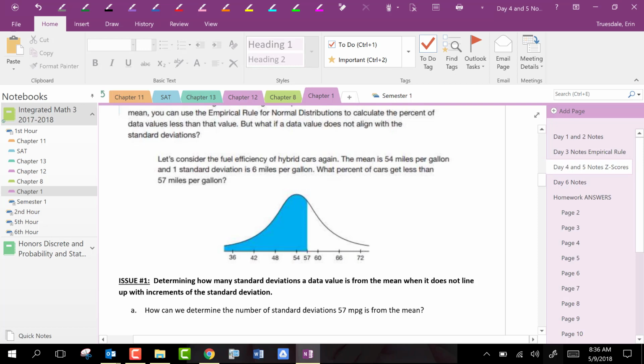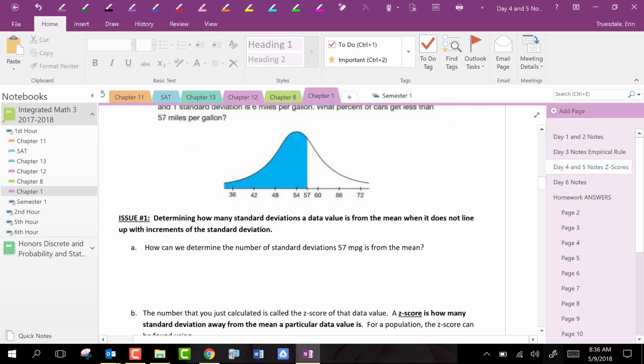Well, the issue here is that it's not falling at an exact standard deviation away from the mean. You see that? This would have been one standard deviation, and I want to know something that's not falling exactly on that whole standard deviation away. So the issue number one is determining how many standard deviations a data value is from the mean when it does not line up with the increments of the standard deviation. So how can we determine the number of standard deviations that 57 is from the mean? That's what we want to try to do.